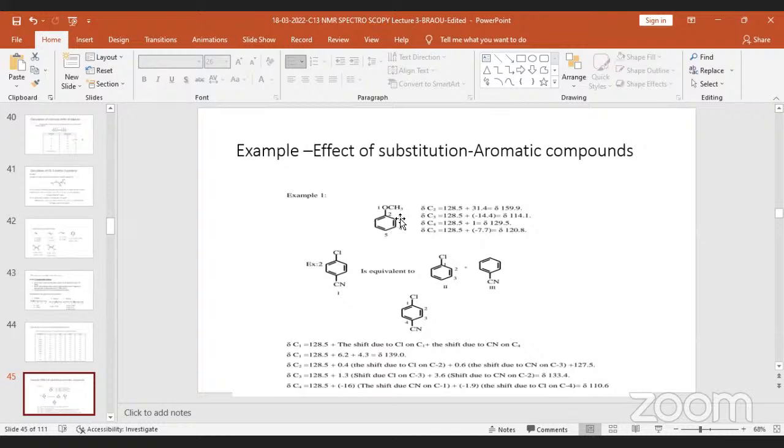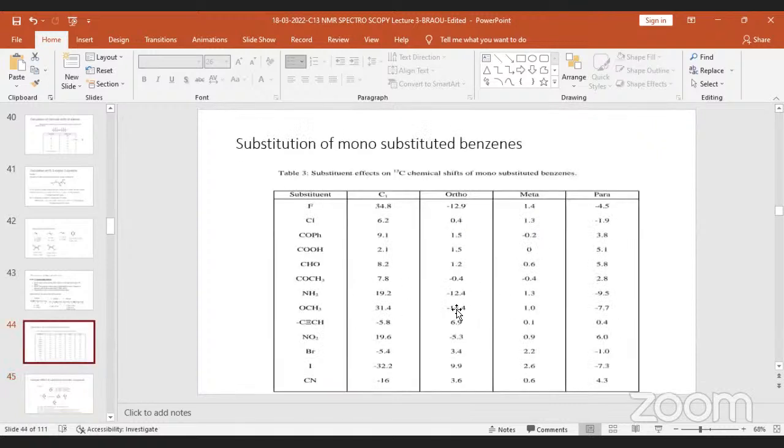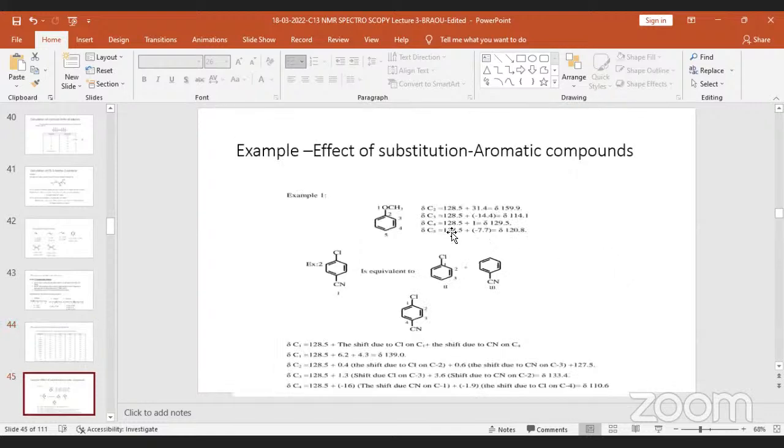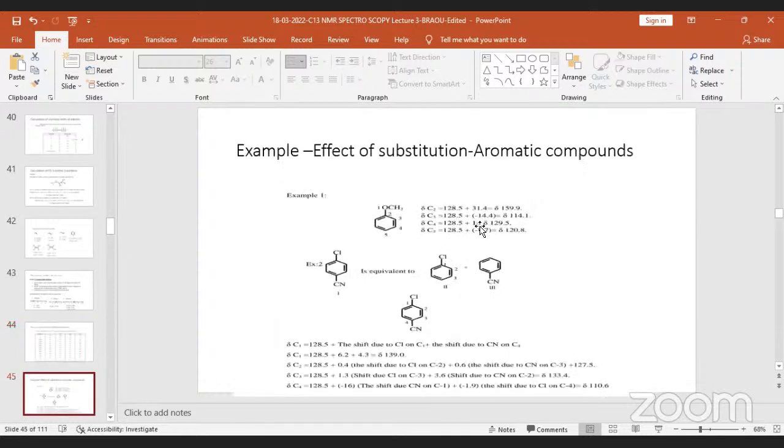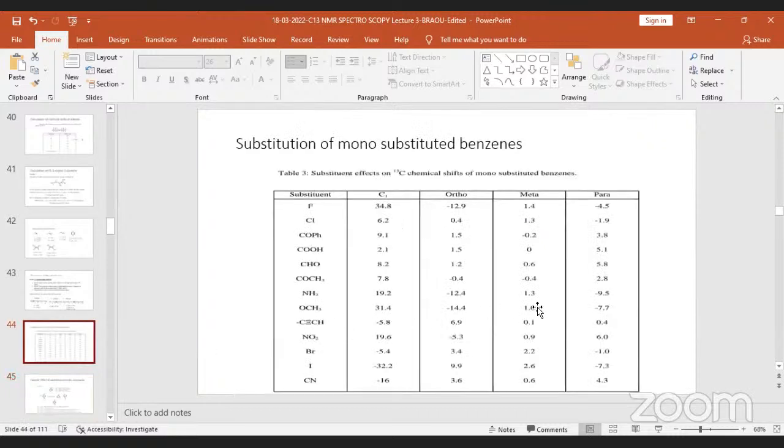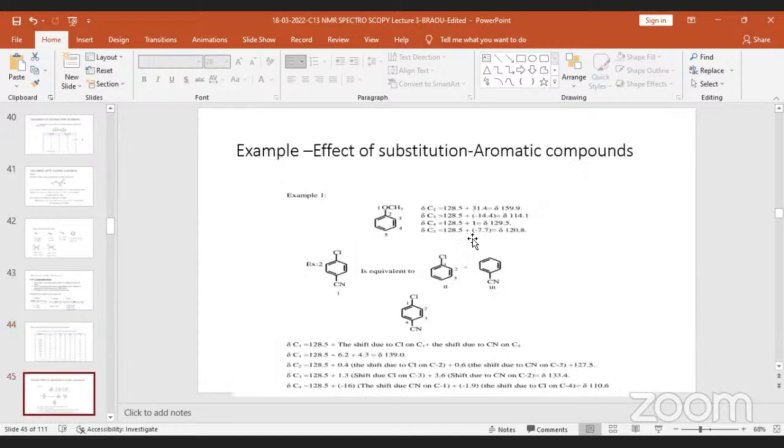Okay, and C3, this is ortho. Ortho shift is minus 14.4, so that is 128.5 minus 14.4. And C4, not much effect, 1, so 128.5 plus 1, 129.5. And for the para position, the value is minus 7.7, which is added. So these are the values you expect for anisole.